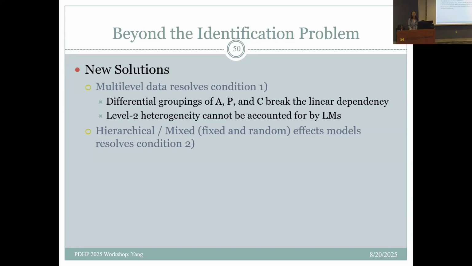Just in case, you are all relatively familiar with mixed effects models, I assume? Okay, just want to make sure.